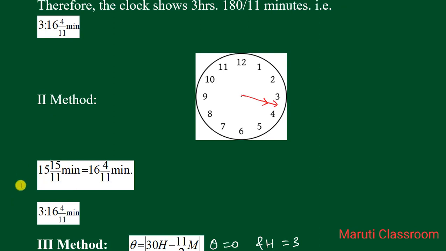Now, the answer is 15 by 11. 15 by 11 is an improper fraction. Convert it into a mixed fraction. That is 1 4 by 11. 15 plus 1, 16 4 by 11. So at that moment, the time is 3 hours 16 4 by 11 minutes.